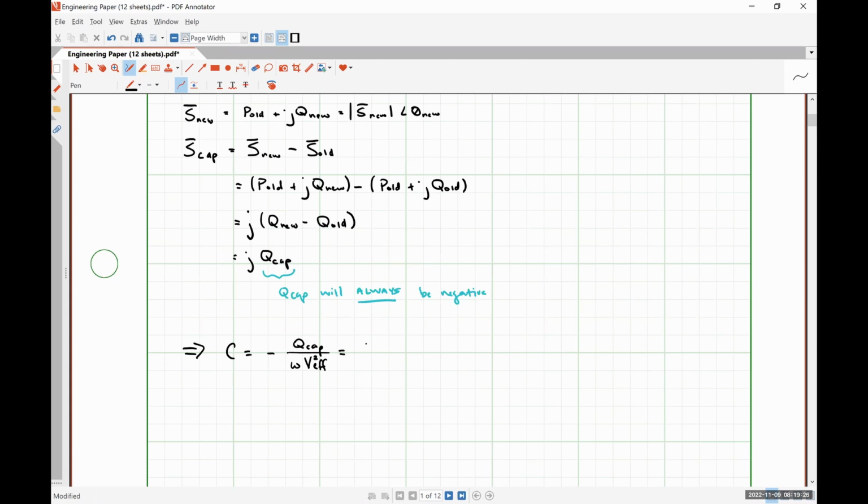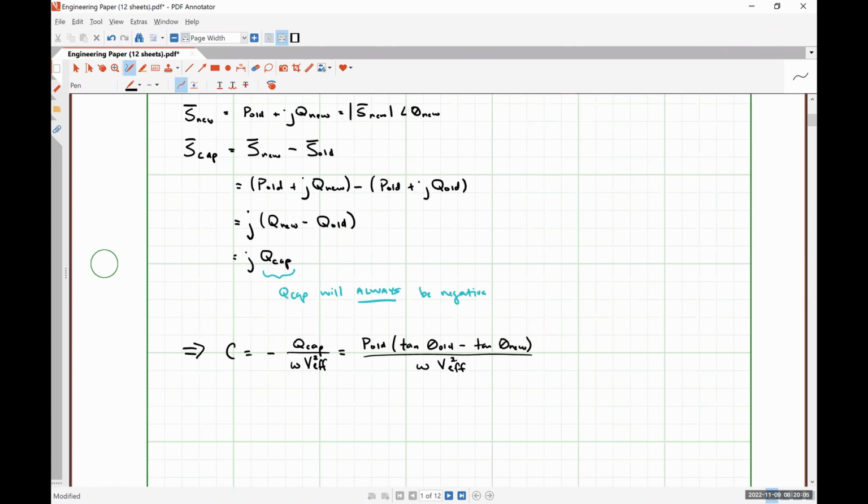And we can also write this as P old times tangent of theta old minus tangent of theta new, divided by omega times V effective squared, which is useful if we know what our current power factor is and what our target power factor is, because those are related to the angles theta new and theta old. Okay.